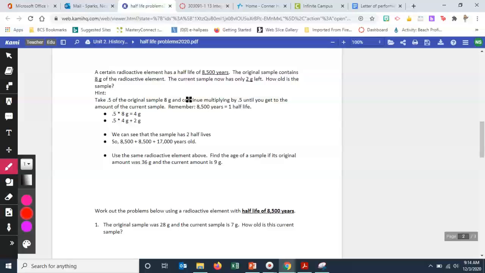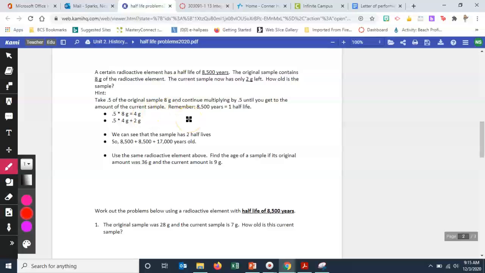So first we want to figure out how many half-lives this has broken down into. So we have 8, so we're going to break it down. Take half of the original sample, dividing by 2, until you get to the point where it's degraded down to the 2 grams. So for example, we started with 8 grams. If I divide that by 2, I've got 4 grams. If I take 4 grams and divide that by 2, I end up with 2 grams. So there's 2 half-lives in the sample, meaning that it started at 8, broke down once, and then broke down again to get to 2.